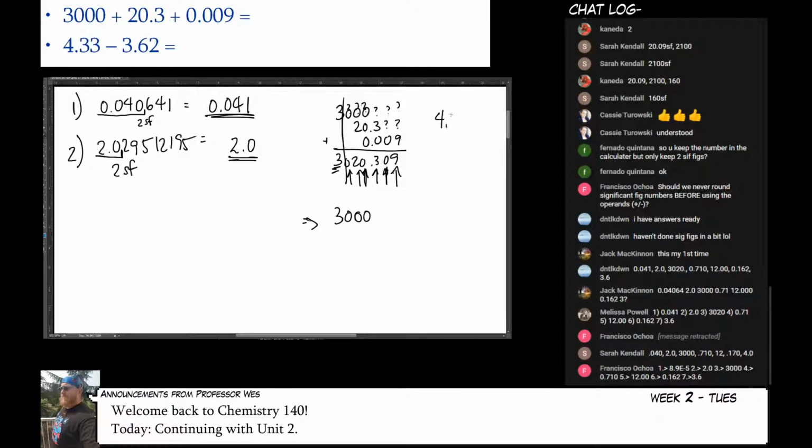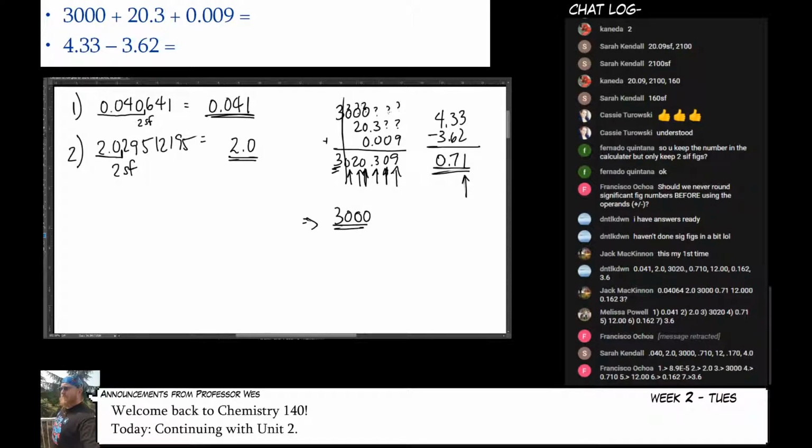For the other one, 4.33 minus 3.62. Let's do the subtraction. 3 minus 2 is 1. 13 minus 6 is 7. And then 3 minus 3 is 0. I round to this position. Everything is known, so this is the answer I'd report, 0.71.